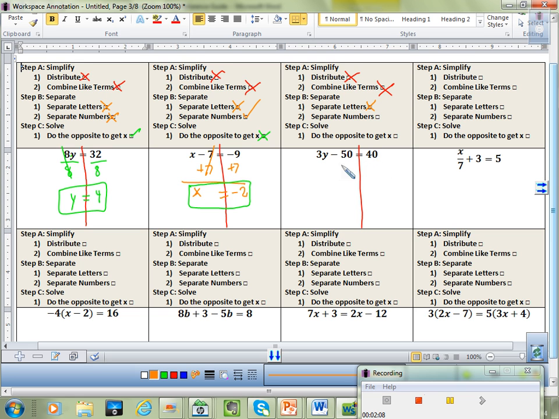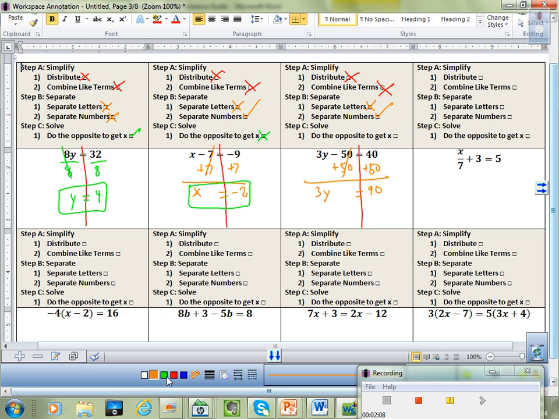Do I have constants on different sides? Yes. Which one do we need to move? Alright, what's the opposite of subtracting 50? So add 50 to each side. That leaves me with 3 groups of Y. That's 0. $40 plus $50 is $90. So now I have numbers on opposite sides.